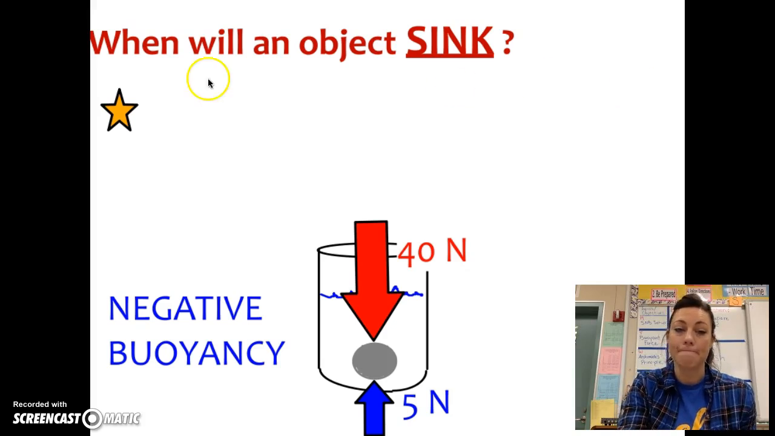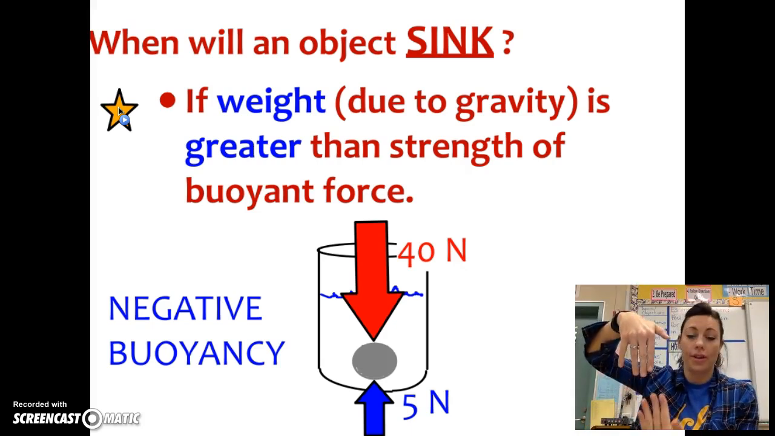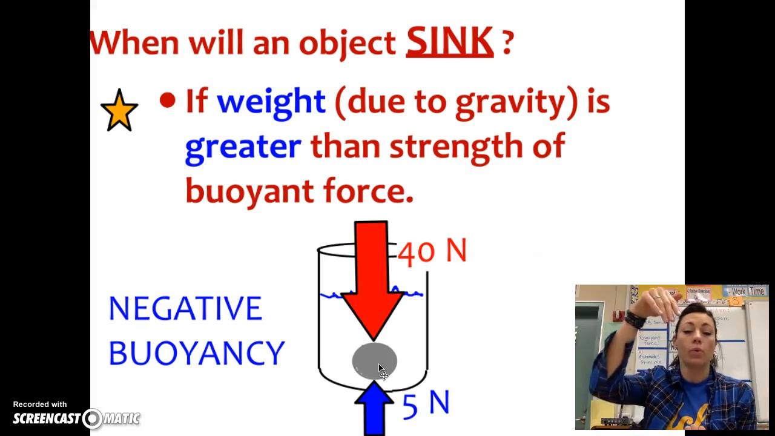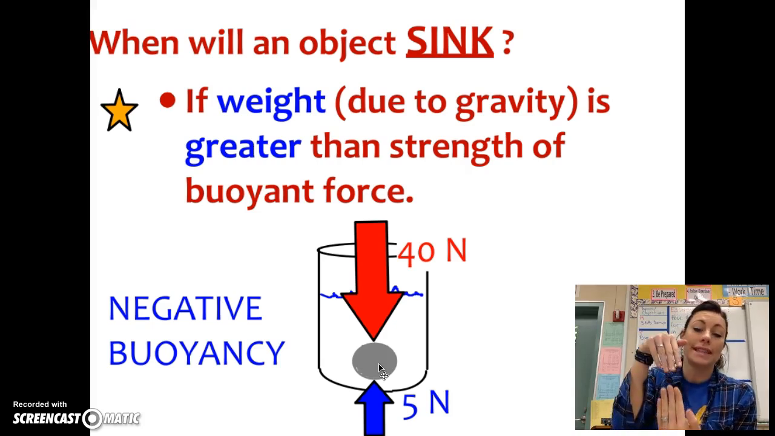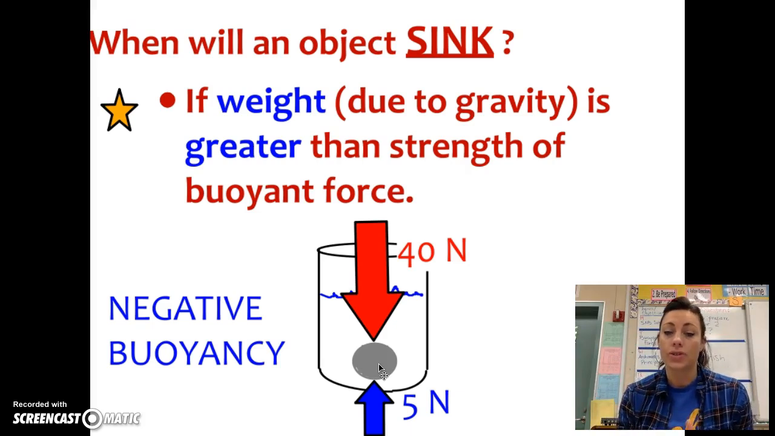When will an object sink? An object will sink if these forces are unbalanced, if the weight due to gravity is greater than the strength of the buoyant force, in which case we call this negative buoyancy. So if we had a steel ball or some kind of metal object that we would say, oh, that's heavy, then it would sink if the buoyant force is less than the weight of the object due to gravity. Pause this, draw the picture, write a note about this section as well.